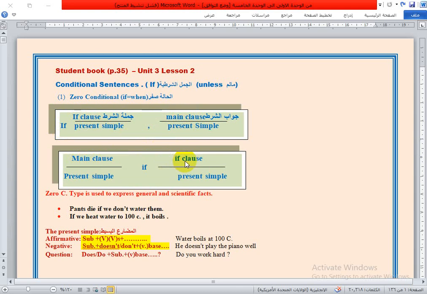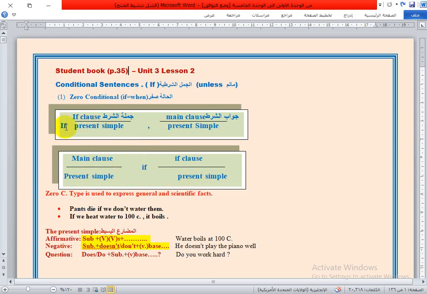Students, pay attention to me. If we are in the zero conditional، إذا احنا بالحالة الشرطية صفر، if clause must be present simple. If clause must be present simple, and main clause must be also in the present simple. So in the zero conditional type في الحالة الشرطية صفر، جملة if clause وجملة المين clause اثنينات لازم يكونوا شنو؟ a present simple. So the grammar of the zero conditional is like this.